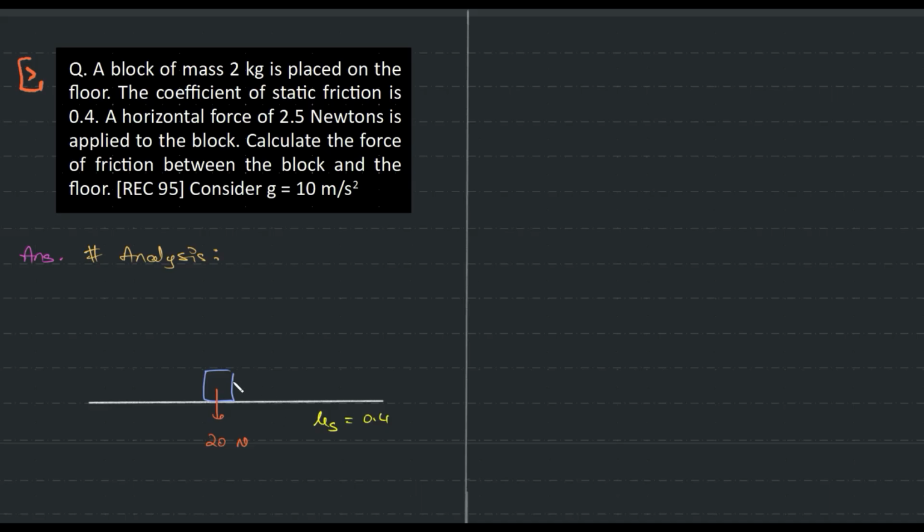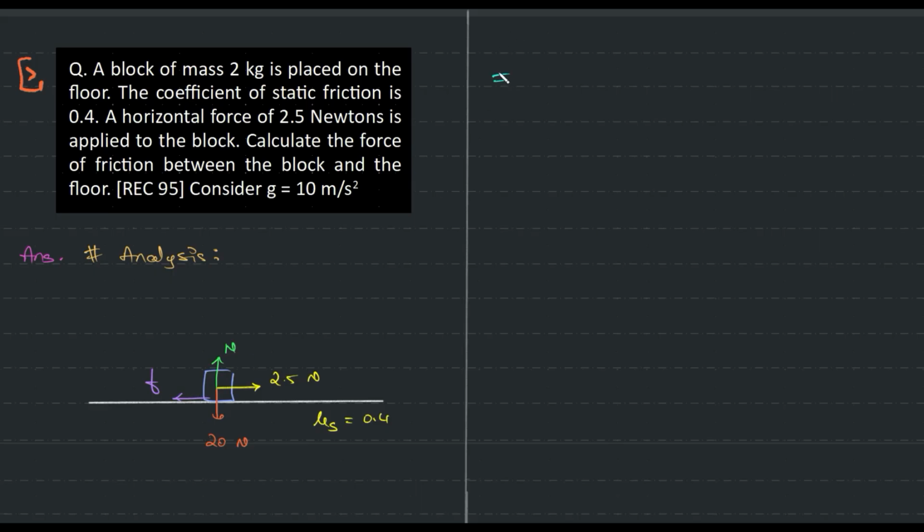Then a horizontal force is applied to the block. Okay, they're not given how much. 2.5 Newton. Calculate the force of friction between the block and the floor. So we have a normal force and we have the static friction. They're just told friction. They're not told what kind of friction.